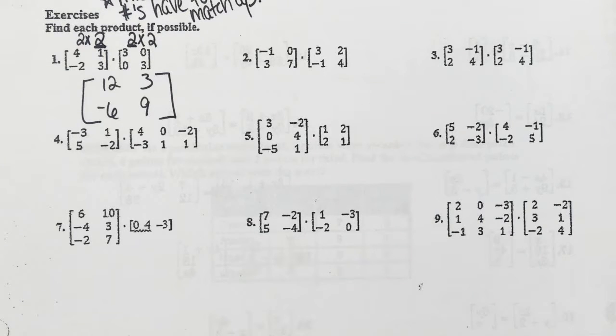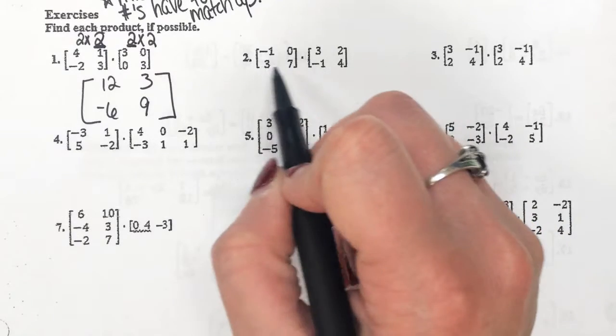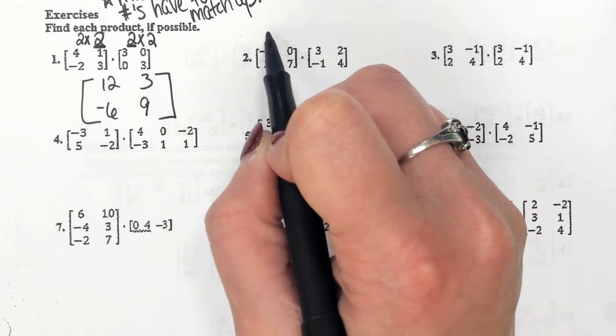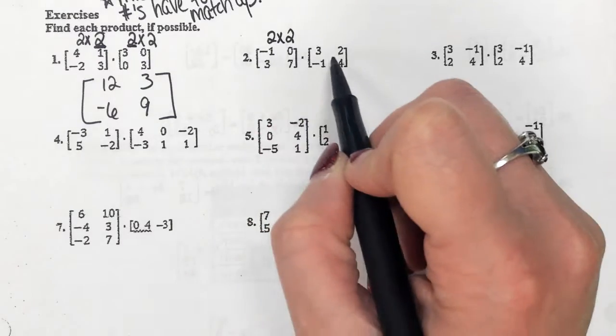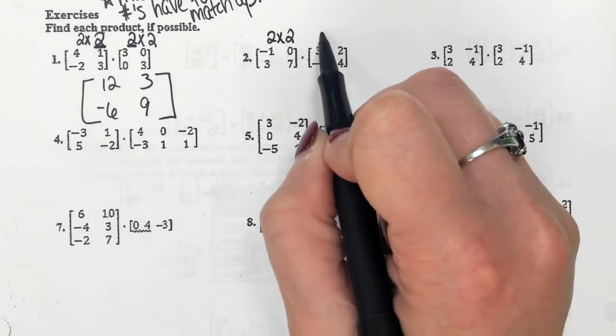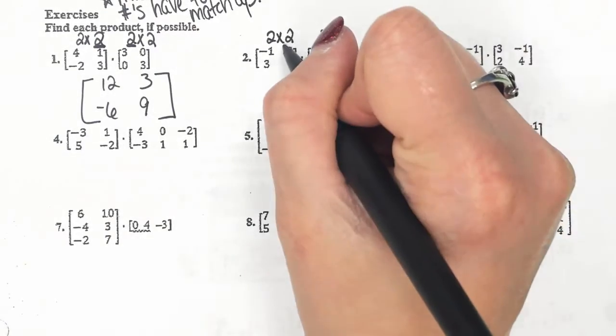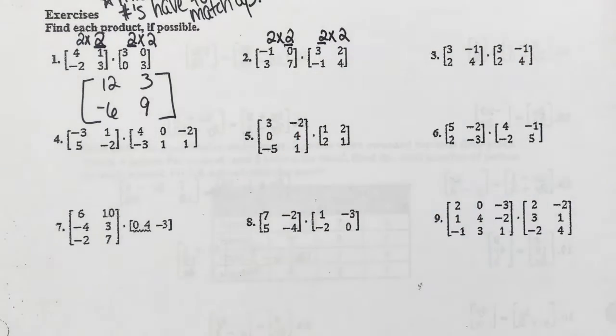You got to make sure the sizes match up, okay? What's the size of the first one? 2 by 2. What's the size of the second one? 2 by 2. There you go. All right, then grab your calculator because these middle two match up like they're supposed to.